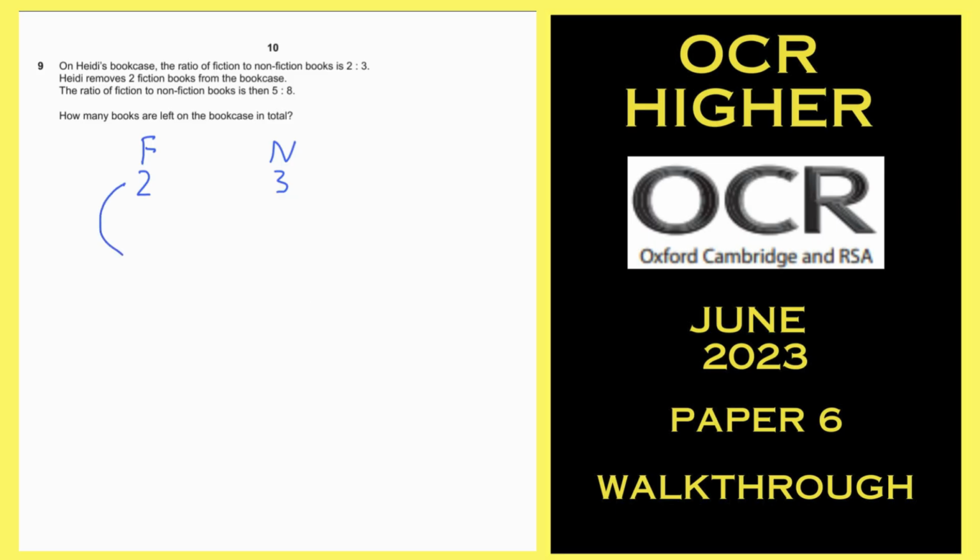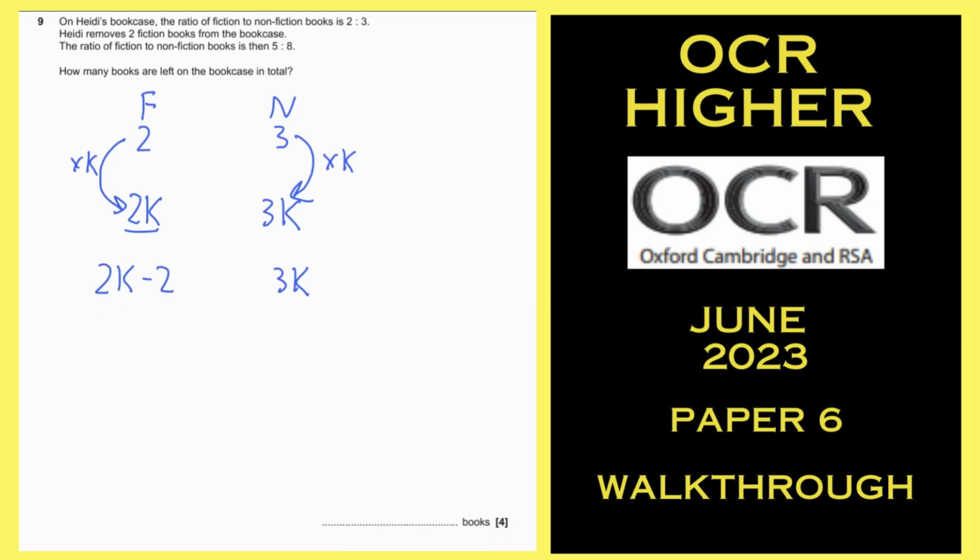What we do know is that it's a multiple of 2 and 3. I'm going to call that multiplier K. So we don't know how many fiction books, but we know it's a multiple of 2. We don't know how many non-fiction books, but we know it's a multiple of 3. Heidi removes 2 fiction books. That means she's got 2K minus 2, while the non-fiction stays the same. The ratio of fiction to non-fiction is then 5 to 8.